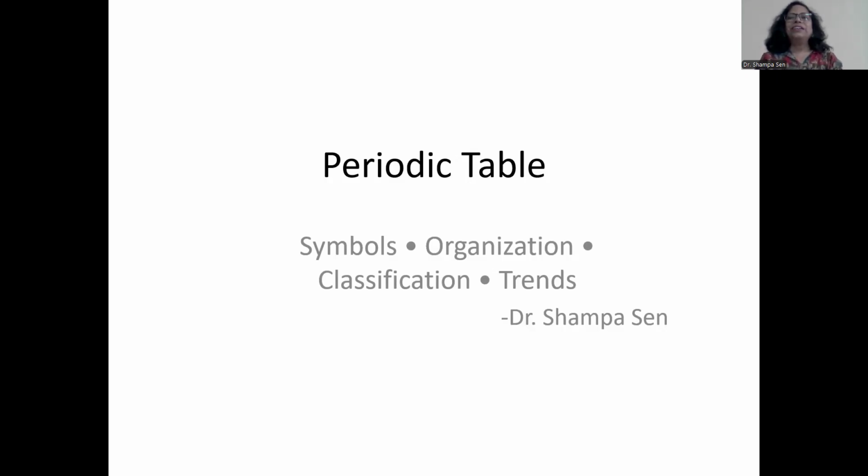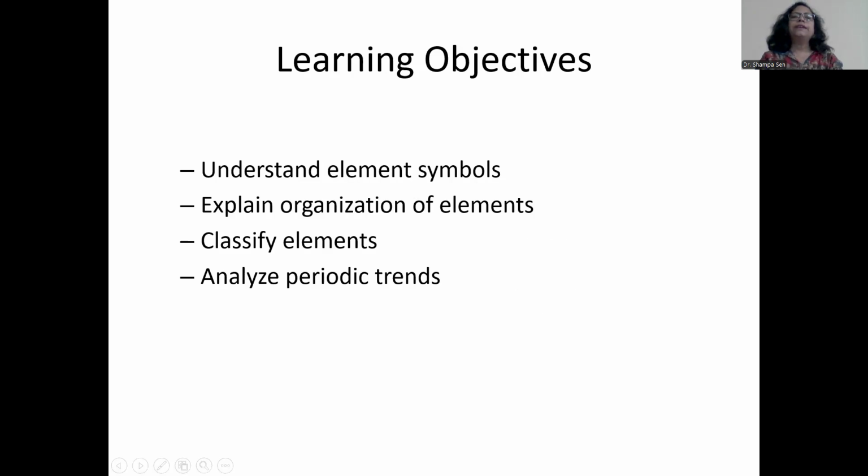Hello. So our today's topic is periodic table. It will contain symbols, organization of elements, classification of elements, and trends in atomic properties. Our learning objectives today are to understand element symbols, to explain organization of elements, classify the elements, and to analyze periodic trends. We will learn all these things today.